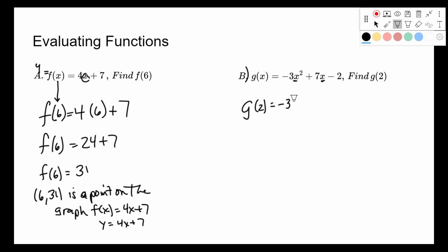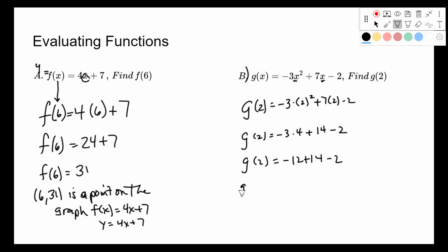So we have negative 3, 2 squared, plus 7 times 2 minus 2. G of 2 is going to be negative 3 times 4 plus 14 minus 2. G of 2 is negative 12 plus 14 minus 2. G of 2 is 2 minus 2. G of 2 is 0.